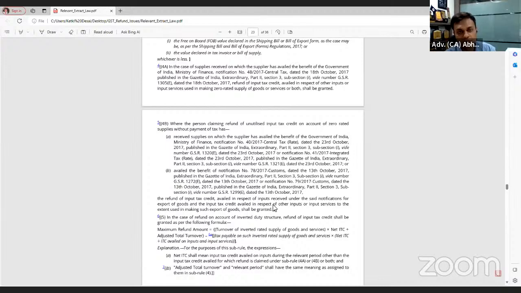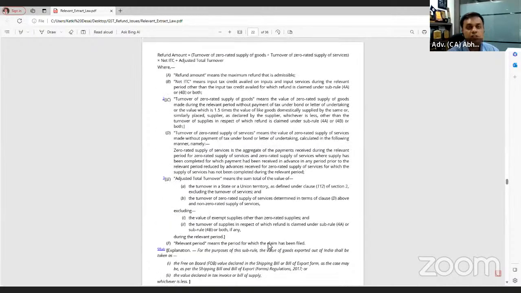Revenue is taking a view in many matters that since there is a specific sub-rule 4B, an exporter has to compulsorily claim refund only under sub-rule 4B. An exporter cannot claim refund under general sub-rule 4. My view on this issue would be like this: sub-rule 4B does not start with a notwithstanding phrase. In other words, sub-rule 4B does not overrule sub-rule 4. Sub-rule 4, as we saw earlier, does not distinguish between zero-rated supply under advance authorization or regular zero-rated supply.